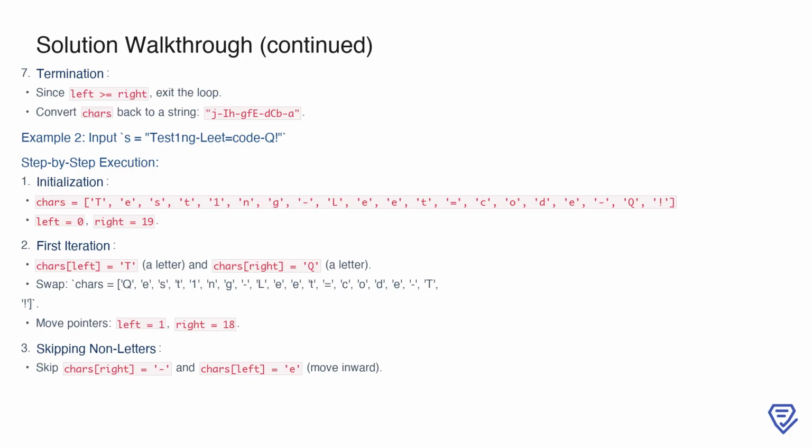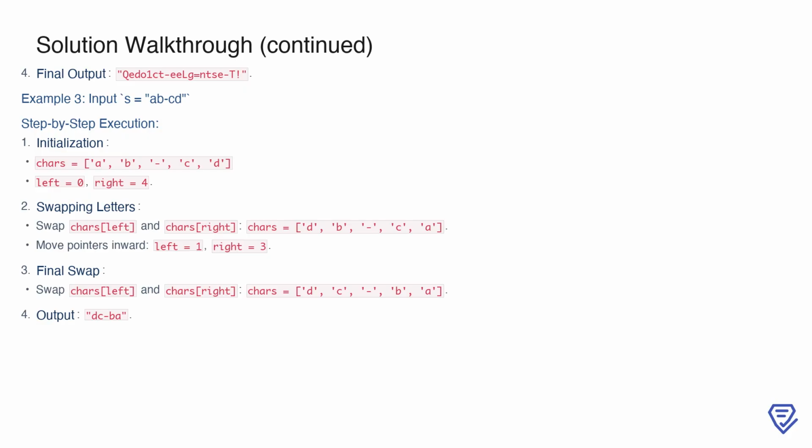Next, let's consider another example where the string contains additional non-letter characters such as numbers and symbols. Here, we still follow the same approach: initialize the pointers, skip non-letter characters, and swap letters as needed. In this second example, the process begins the same way. The string is converted into a character list, and the left and right pointers are initialized at the start and end of the list. As the pointers traverse the string, non-letter characters such as dash and equals are skipped entirely, while letters are swapped in place. After processing, the final result for this example is keto1 ctelg equals enst.